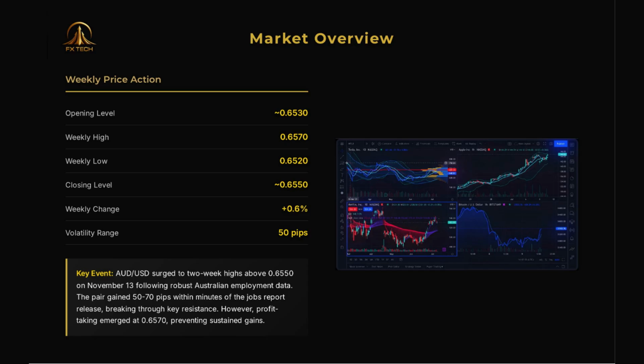The US government shutdown resolution brought relief, but also uncertainty about the coming data deluge. Meanwhile, Federal Reserve officials signaled that rate cuts are far from guaranteed, causing market expectations to shift dramatically. Chinese economic concerns continued to weigh on sentiment, limiting AUD upside despite the strong employment report. This created a complex trading environment, requiring careful risk management.